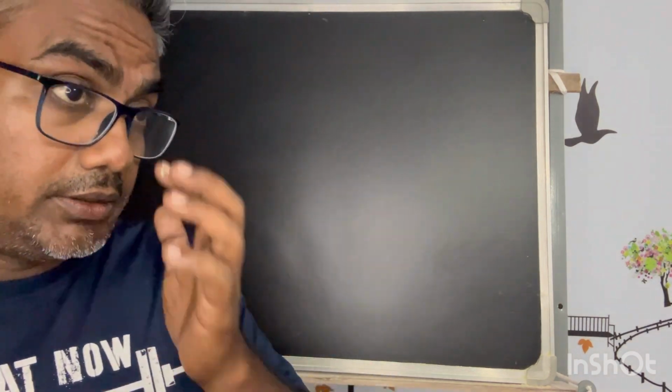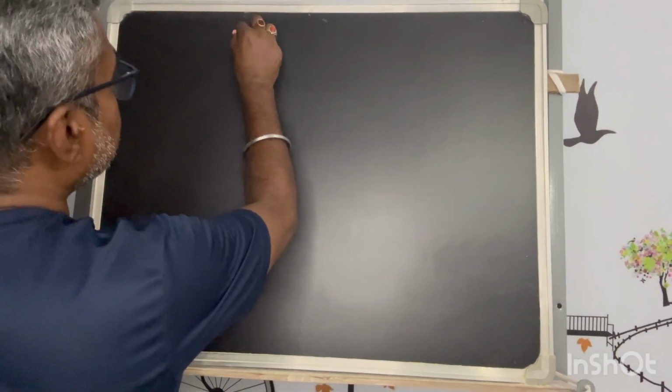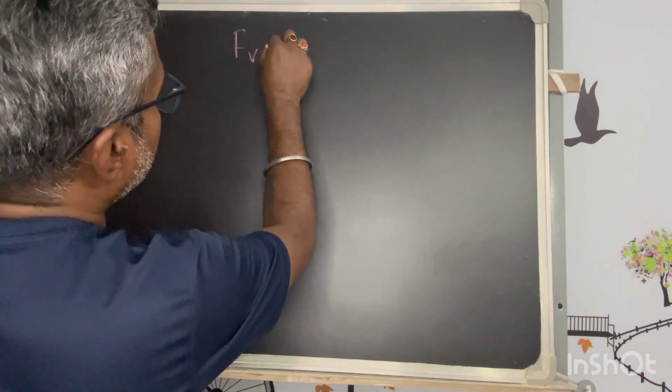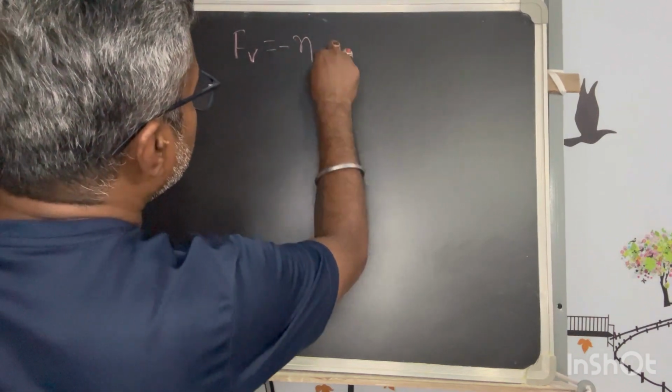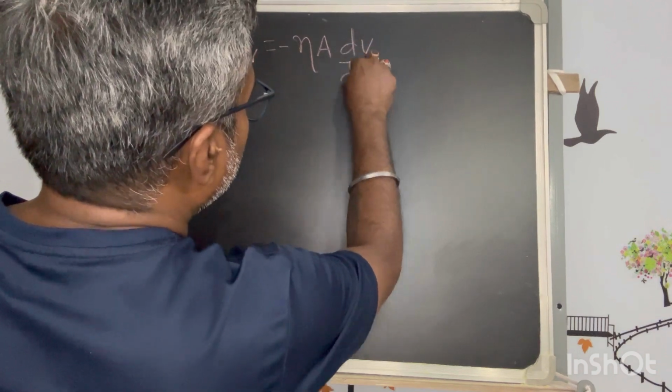In this session, we'll talk about the last segment of fluid dynamics, that is about Stokes law. To start Stokes law, before that, we're going to emphasize some facts that I've already derived about the viscous force. So that viscous force is given by Fv is equal to minus eta A dV by dy.